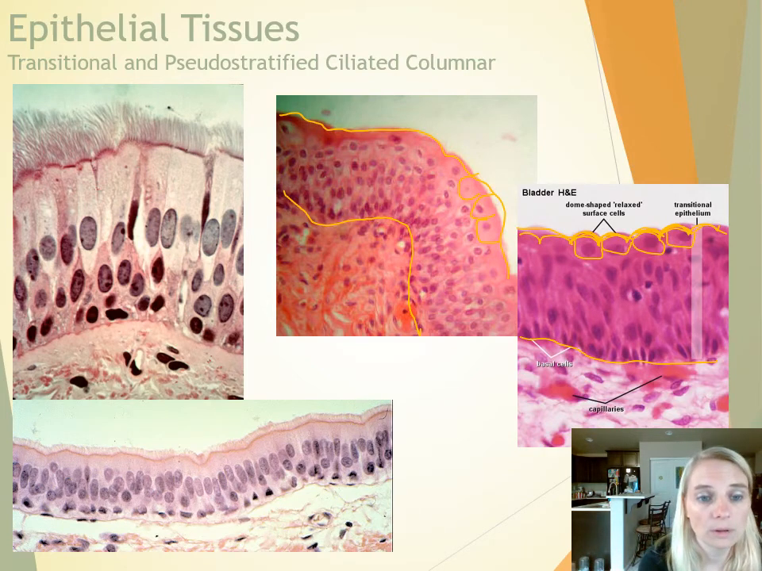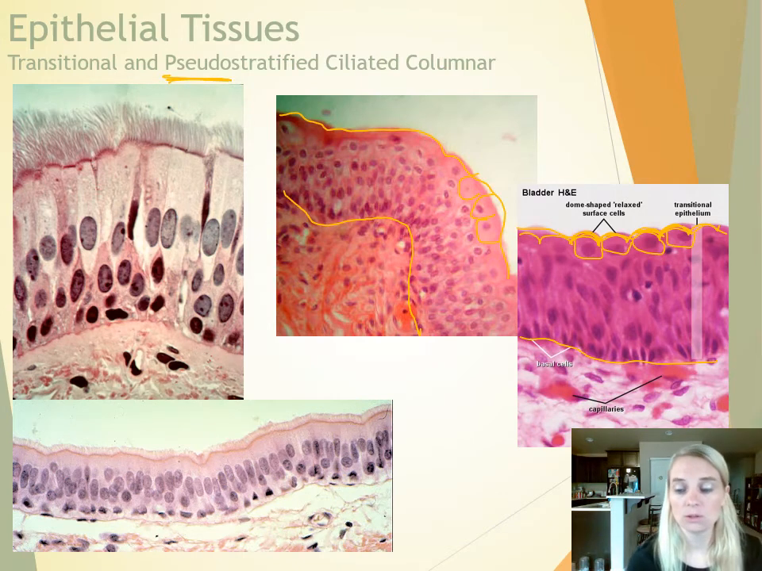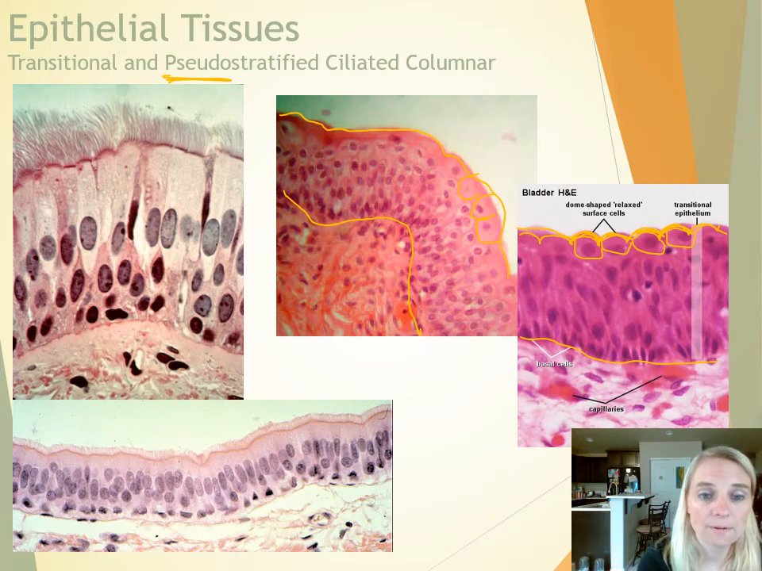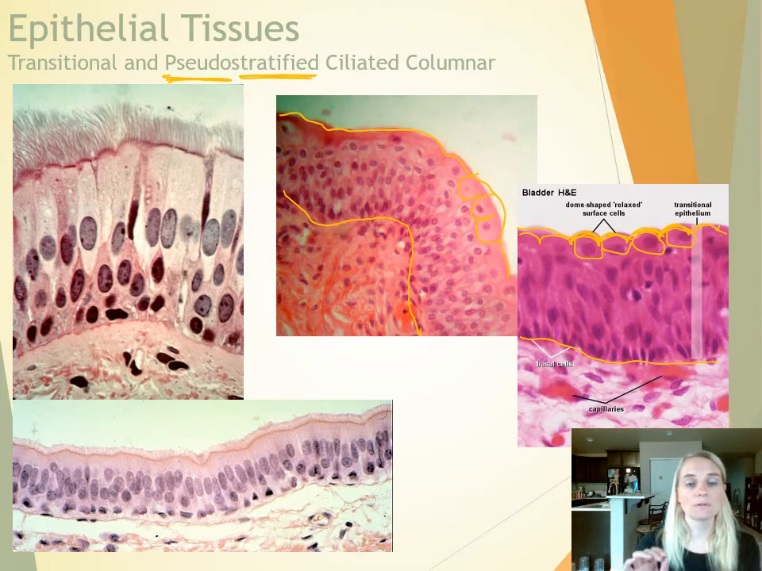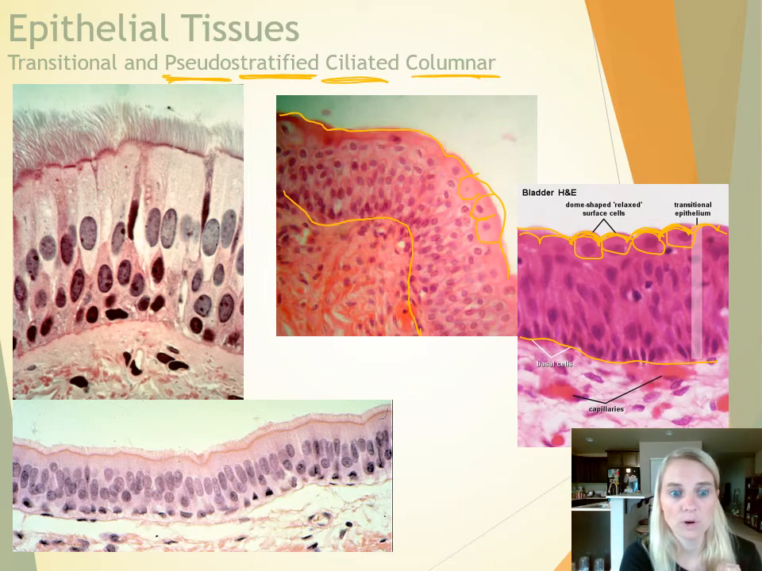So pseudo, what does pseudo mean? Pseudo means false, right? Stratified means layered. So if something is pseudostratified, it should look stratified, but is not truly stratified. And cilia means it's got cilia, and columnar means it's column-shaped cells. So again, let's try to find, pause if you want to, the basement membrane and the free edge.